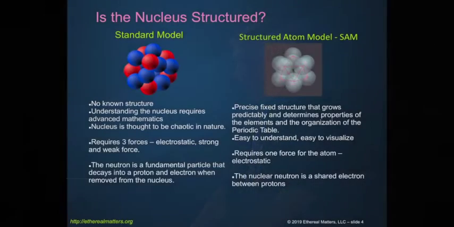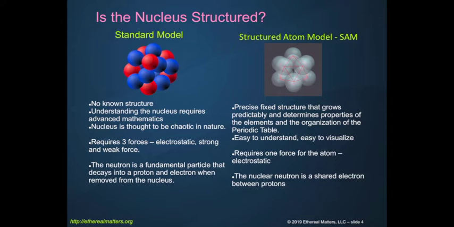And in addition, the conventional belief is that the neutron is a fundamental particle, and that's probably not quite the right word, but we also know that even though it's supposedly a particle, it decays into 2 other particles. So how can you have a basic fundamental particle that converts into other basic fundamental particles? That seems kind of contradicting. This theory, on the other hand, the structured atom model, says that there is a structure.